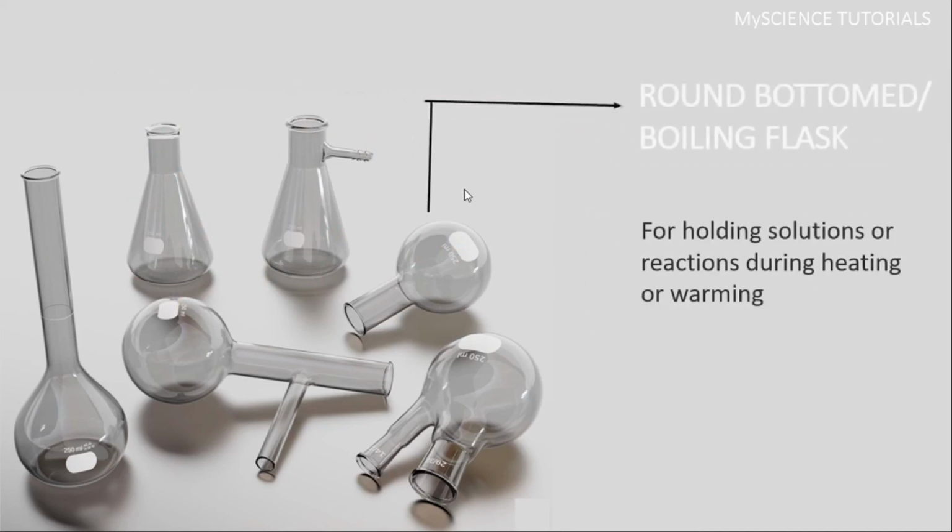Now we've already talked about the flask and then the suction flask, so we are going to jump from there. The next one we want to look at is the round bottom flask or the boiling flask. So these are for holding solutions or reactions during heating or warming. Like we saw when we had the retort stand, they are used to contain reactions during warming or heating.